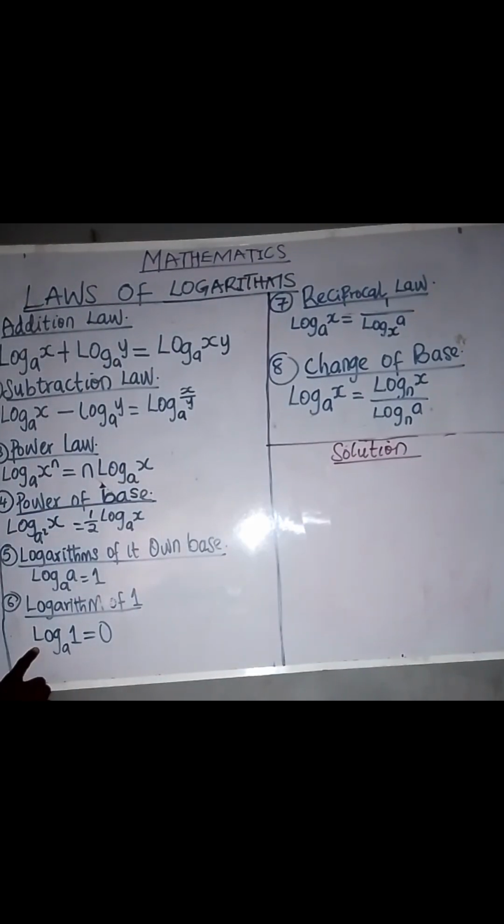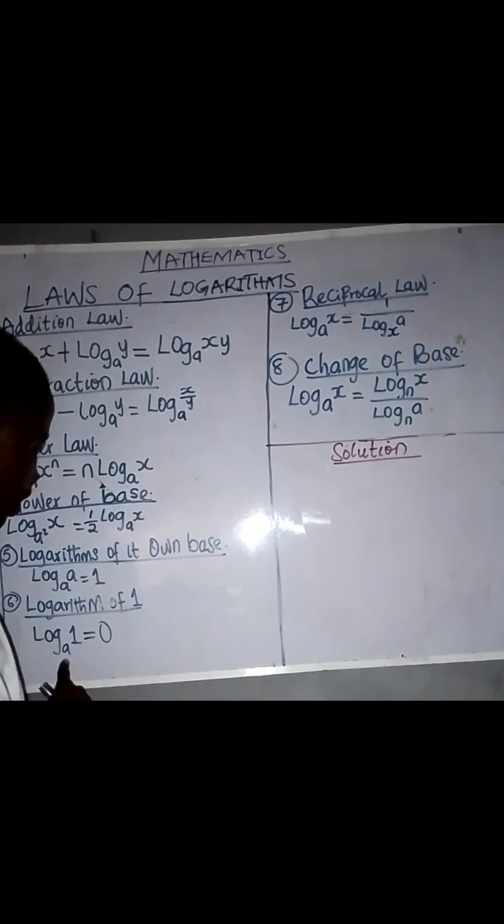Logarithm of 1. Now in this part, they gave us log base a of 1 equal to 0. This simply means any logarithm of 1, no matter the base, is equal to 0.